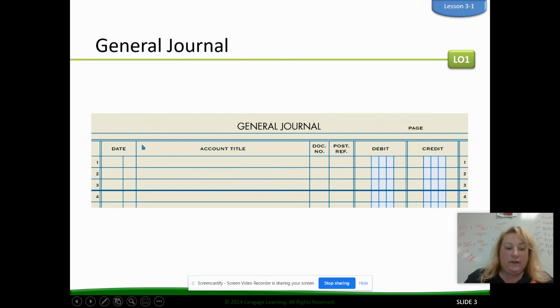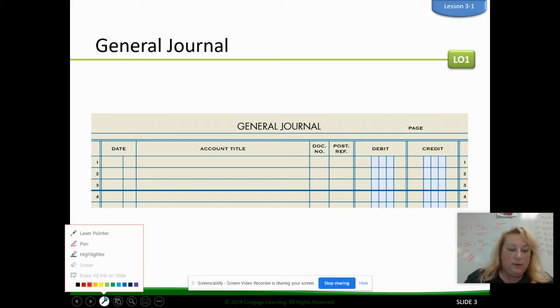It has a spot for the date. Is that a pointer? Laser pointer.